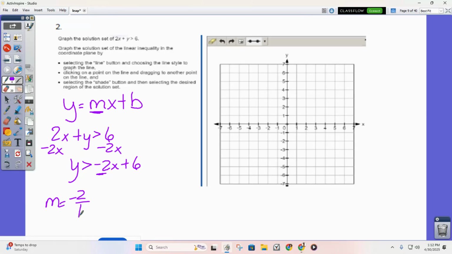Slope is talking about your change in y. The words you use are rise, and over the change in x, which is your run. My b is my y-intercept of 6. So if I'm going to graph this, I'm going to go up to the 6, then use my slope and step down 2 over 1 to get my line. Okay, so that's how the line's going to be, but we need to make sure that you know how to do this on the test site.